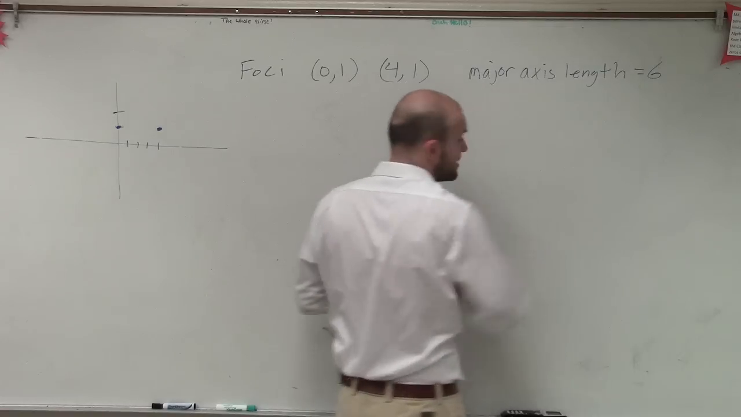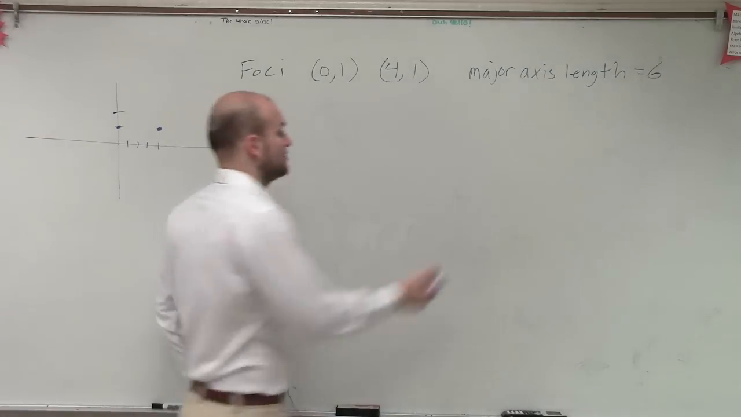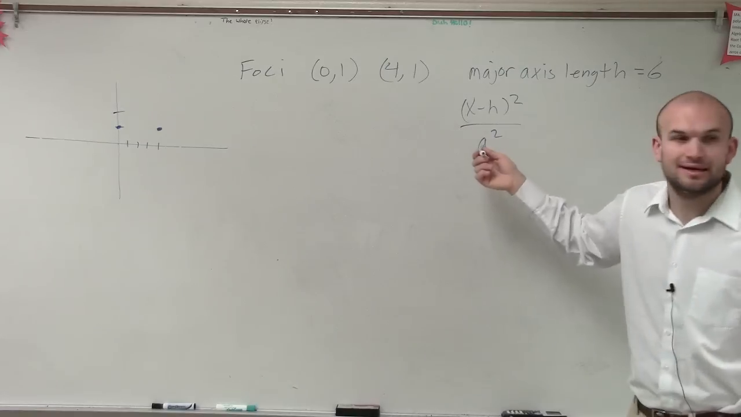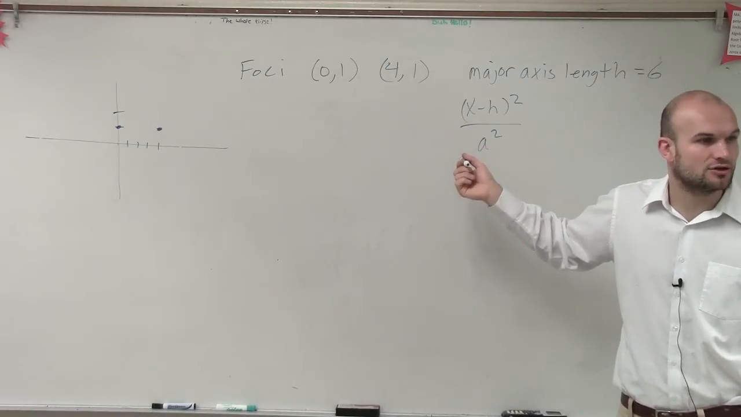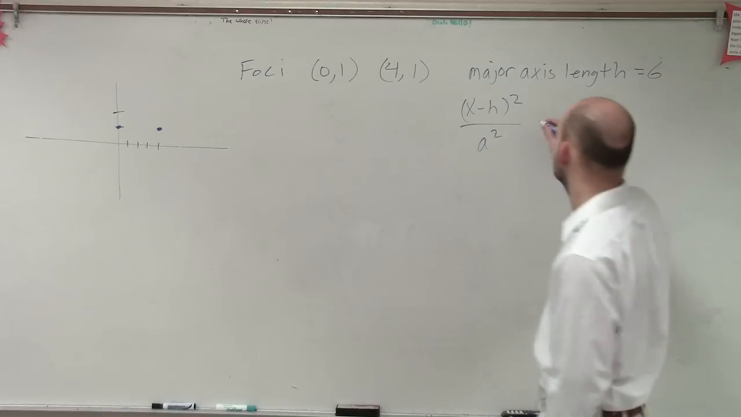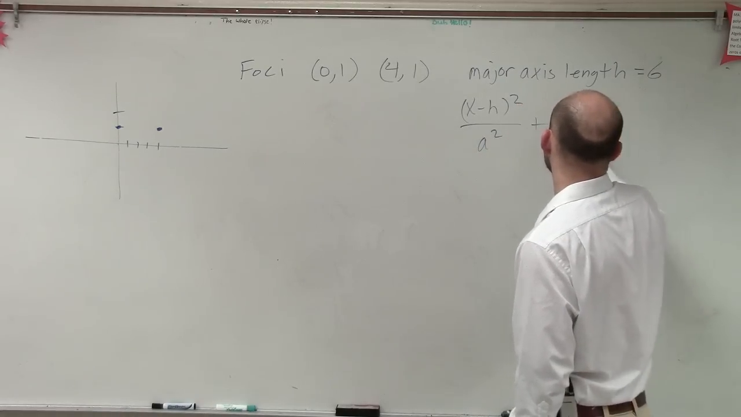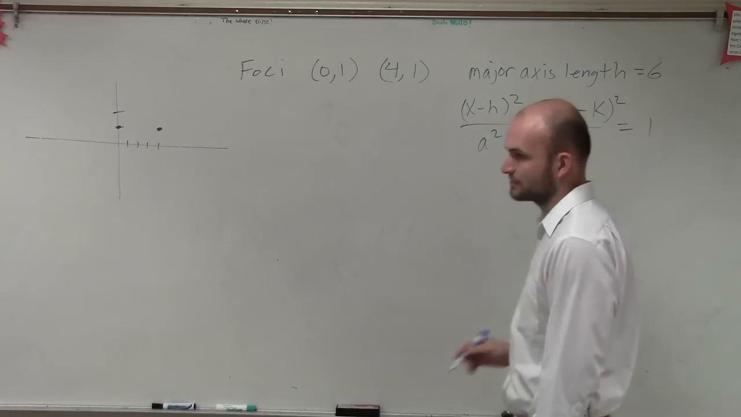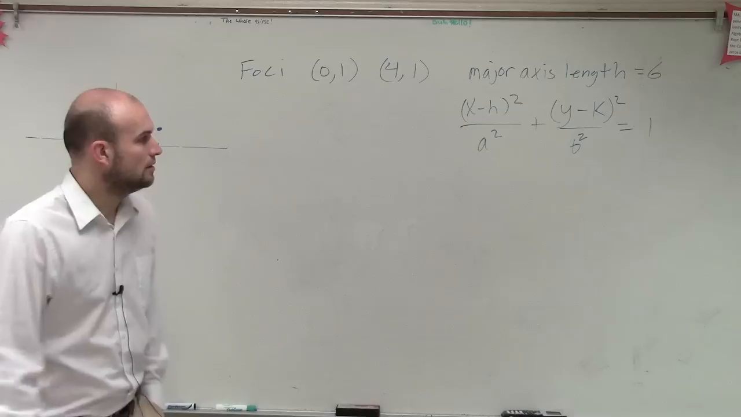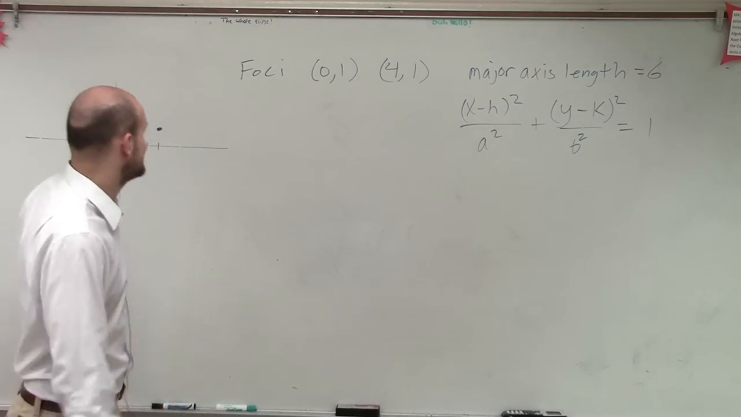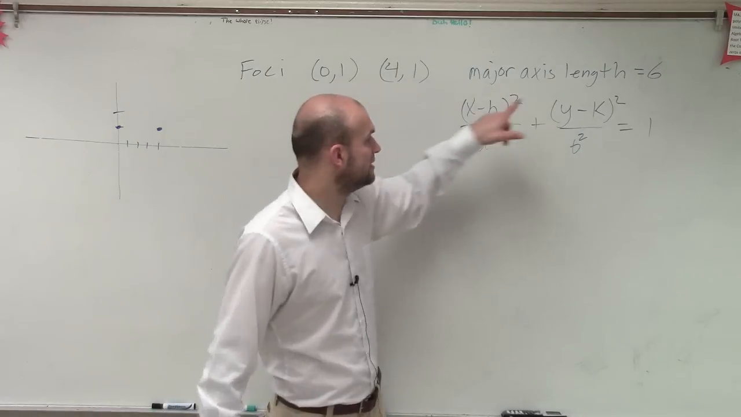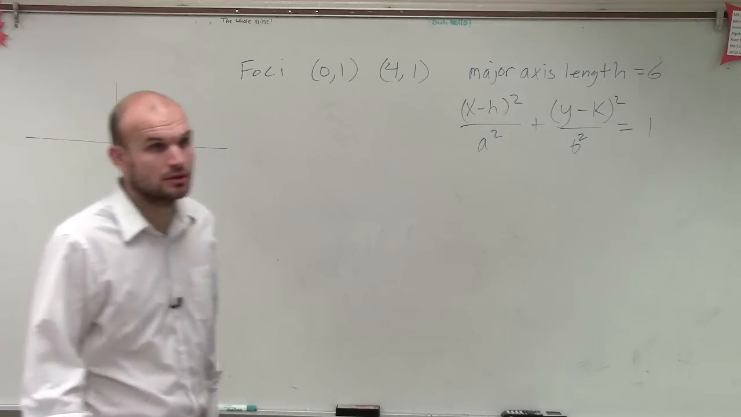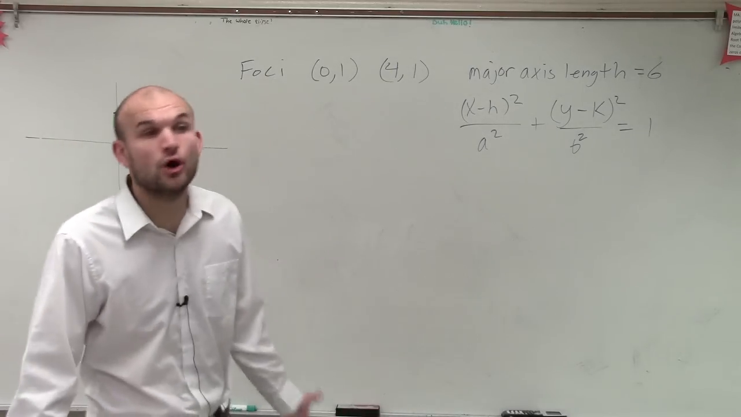That's very important, because now I know the formula is going to look like (x minus h) squared over, since it's horizontal, a squared, which is my major axis, under x, plus (y minus k) squared divided by b squared equals 1. Okay, so now we know that's the formula we're going to use. We just need to figure out what a, b, h, and k are. h and k are going to be our center. For right now, we don't know what our center is.